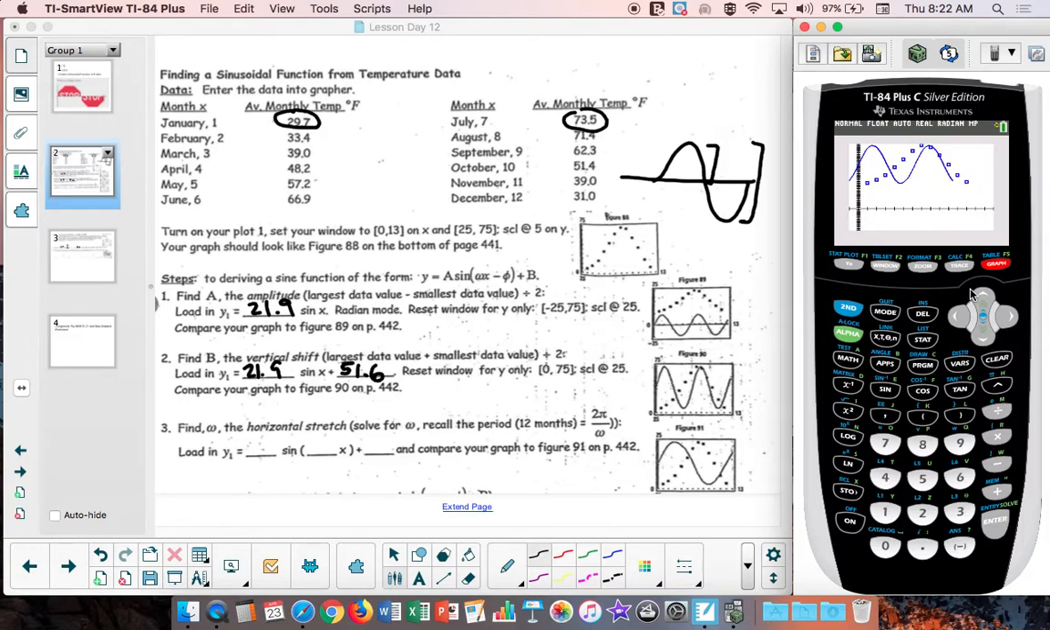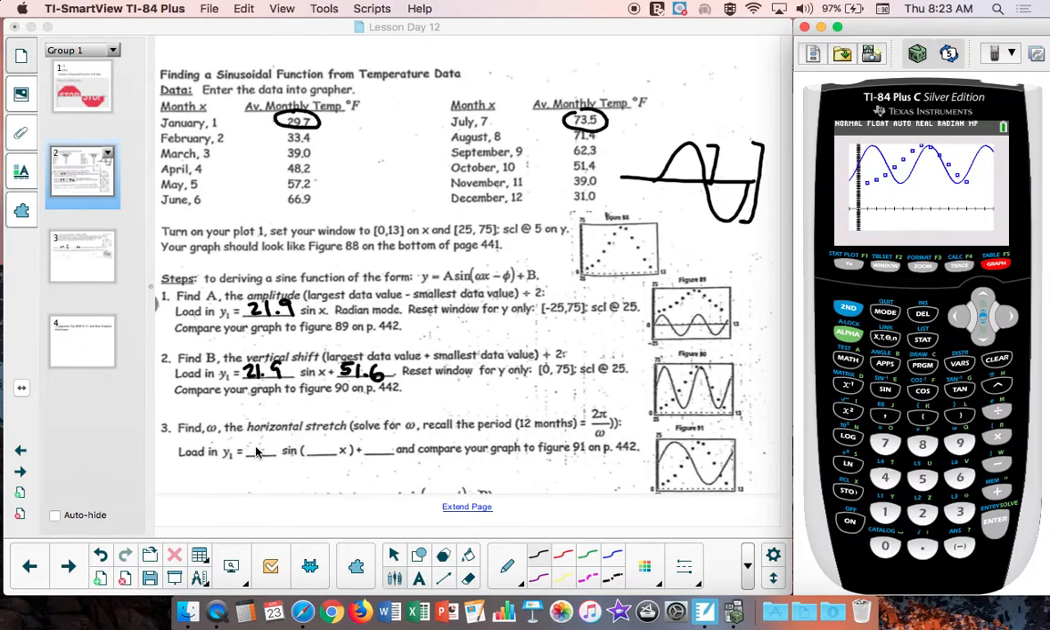But now it should look pretty close. Now we just need to change the period and the phase shift. We're going to start by finding the period, finding that omega value. We actually know the period because it's based off of the year. And this is where you could come up with a couple different choices. Because this is the average monthly temperature and we want X to be the months, you want the period to be 12 months. So omega is 12.